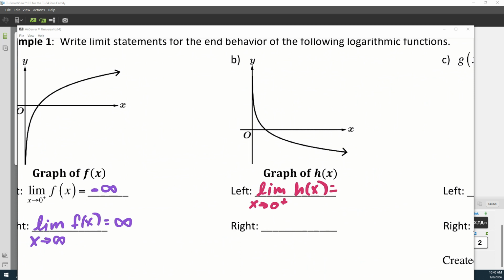So to figure that out, you're just going to look at the left arrow, the left side of the graph. Since the left side is pointing upward, that limit is going to be infinity. And then the right is going to be the limit as x approaches infinity of h of x. And because that arrow is pointing downward, that's going to be negative infinity.